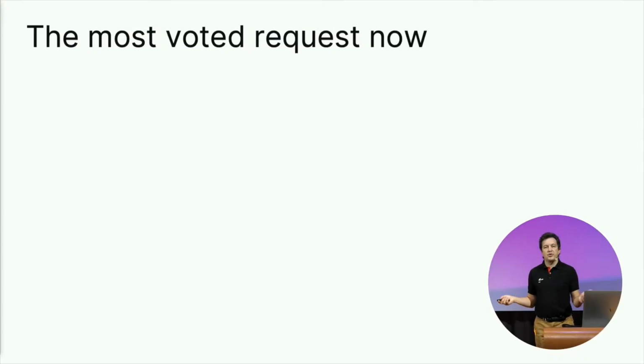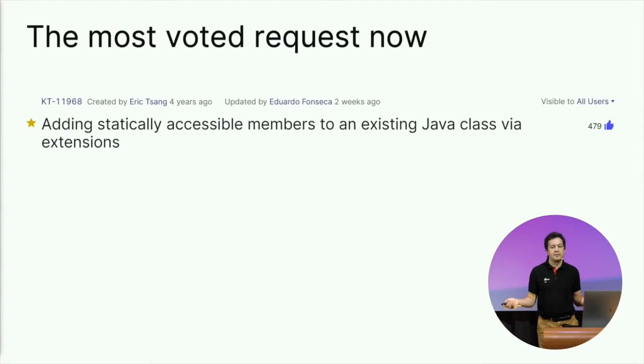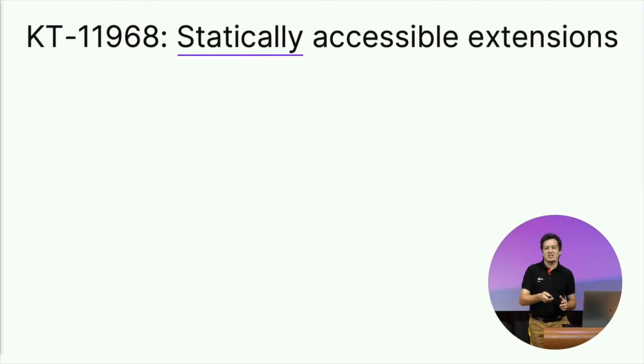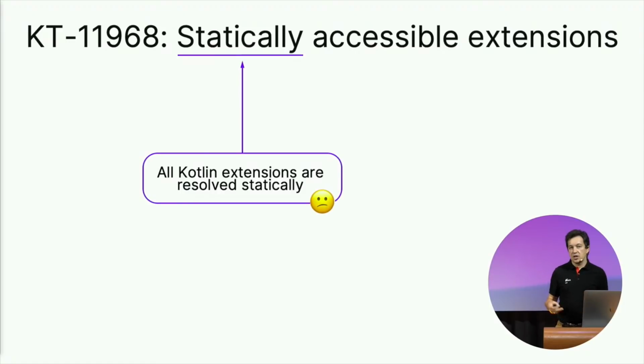To see, we don't have to go far. Let's look at the most voted language design issue right now at YouTrack. What is that? That's an issue with this title: adding static accessible members to an existing Java class via extension. If we just look at the title of this issue, it's really tricky to decipher. In short, it basically asks for static accessible extensions, which is kind of weird in Kotlin because if you look at the Kotlin documentation, you'll see that all extensions in Kotlin are resolved statically. So what exactly are statically accessible extensions, if all of them are statically resolved?